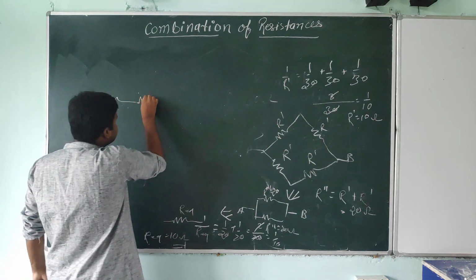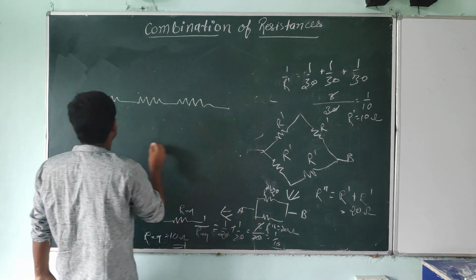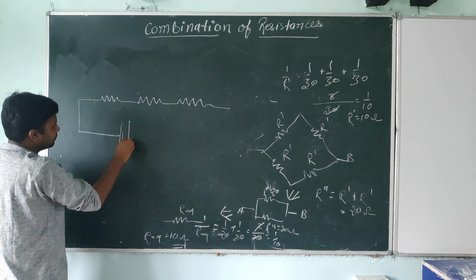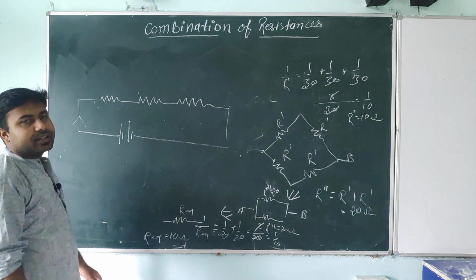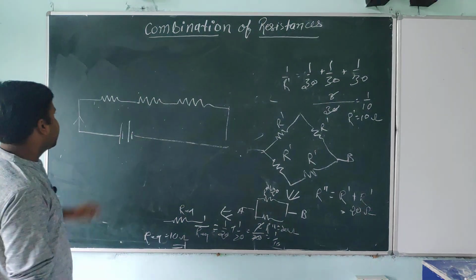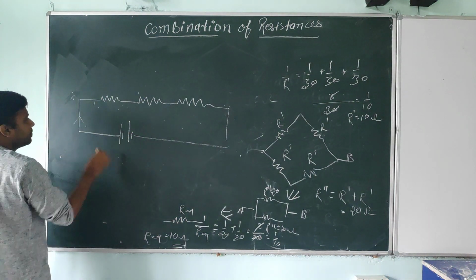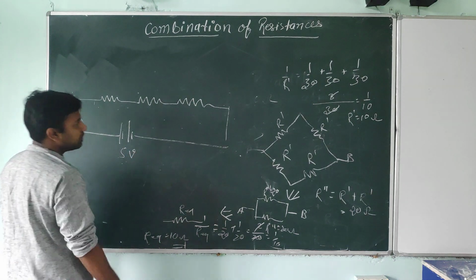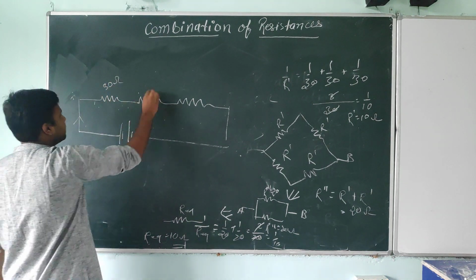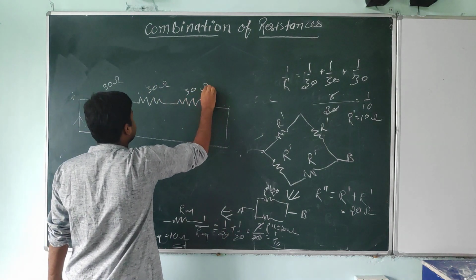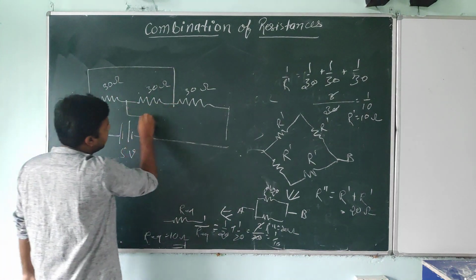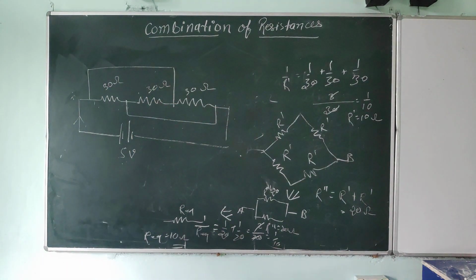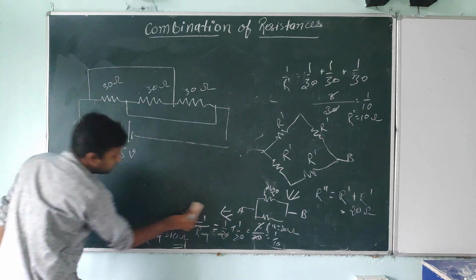I'm taking one more example. An example is this one. Right now we are not talking about current division and everything, we'll discuss that later. We are just finding the combination of resistance. Here I am applying a 5 volt battery, and a 30 ohm resistor, 30 ohm resistor and 30 ohm resistor. So 3 resistors are connected like this, and here conducting wires are joined like this. Try to understand. The question is again similar: find the equivalent resistance in this given circuit.